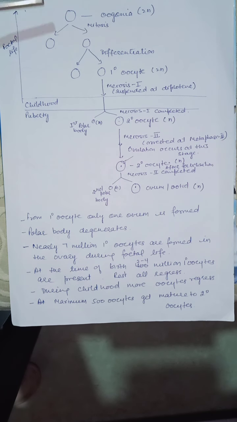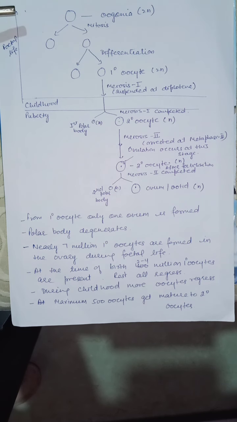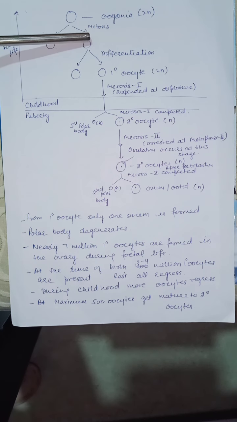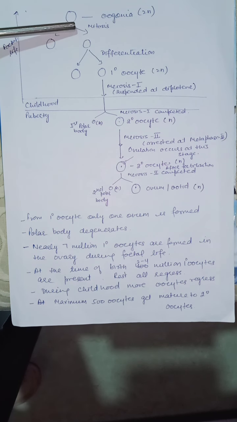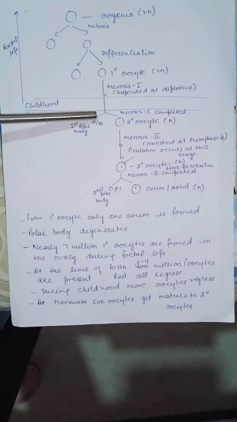So, ovaries in females are lined by germinal epithelium. The cells of germinal epithelium are diploid and they give rise to egg. Some cells of germinal epithelium grow in size and behave as egg mother cells or oogonia, and they are diploid, 2N. These oogonia increase their number through mitosis. Then some of these oogonia differentiate to enter into the meiotic cycle.